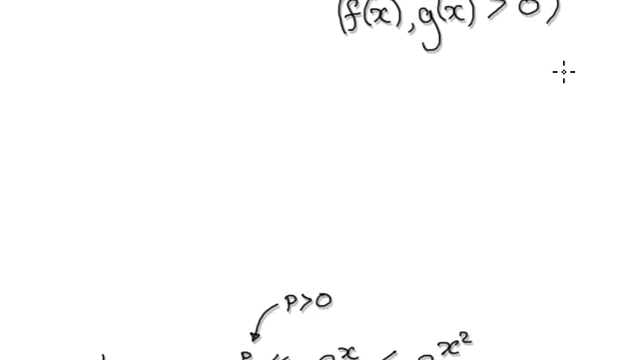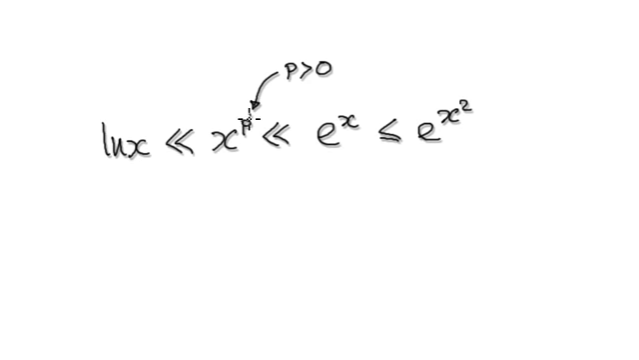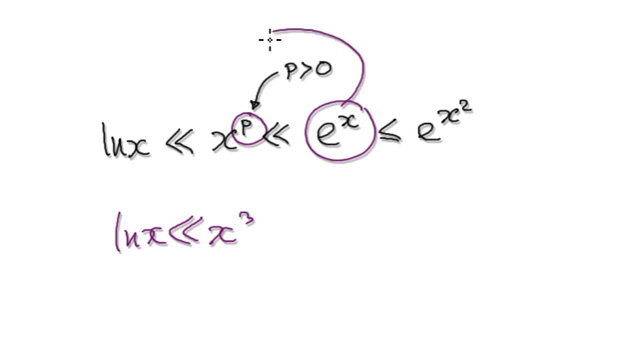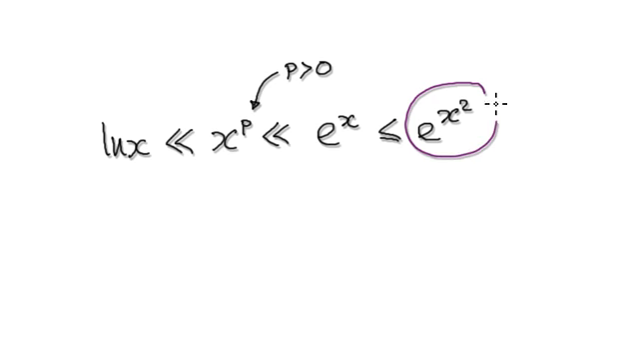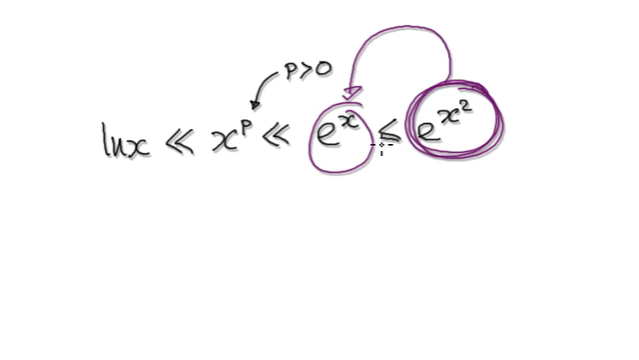So let me give you some more examples. Let's say p here can be any number above zero, for example, x to the power 3. So we say x to the power 3 will be a lot bigger than natural log of x, and this function will be a lot bigger than this function as x tends to infinity.